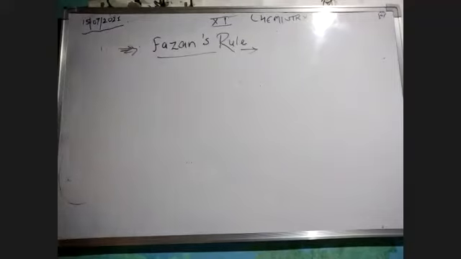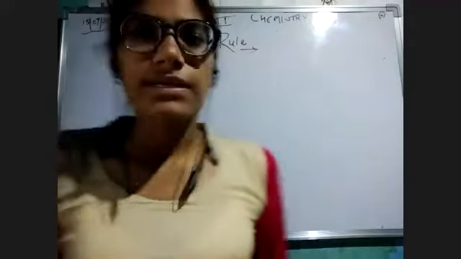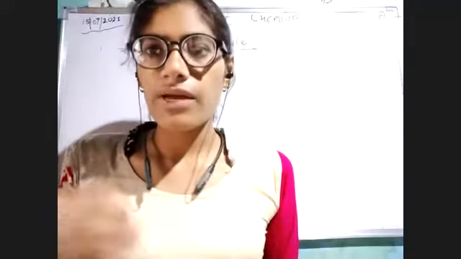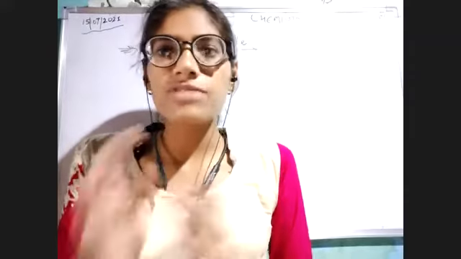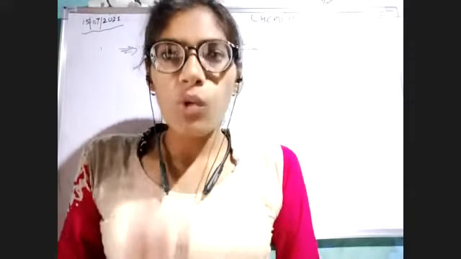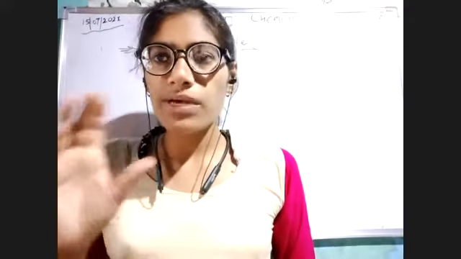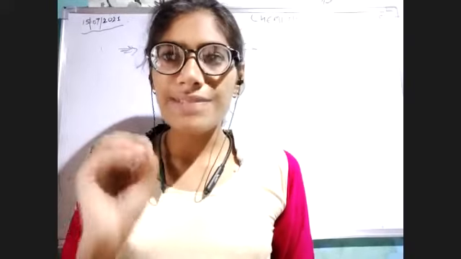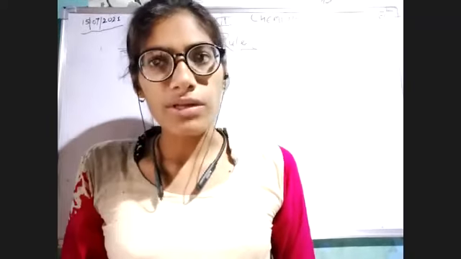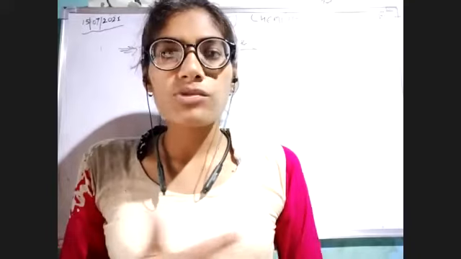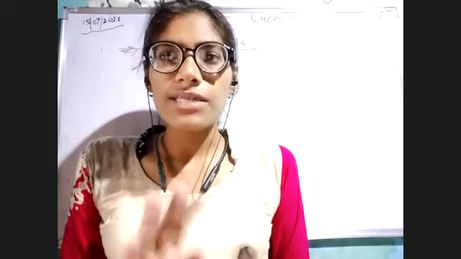First of all, for elaborating the concept of Fajan's rule, I would like to say that what we have discussed, whenever I started explaining polarity, I told you that no single bond is 100% ionic. There is somewhat covalent character present over there. In the same way, if I'm talking about a covalent bond, there is some ionic character present over there. Both cases are just complementary to each other.